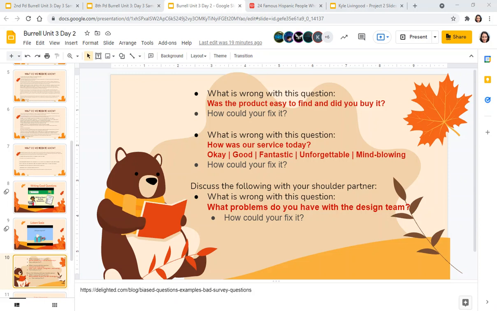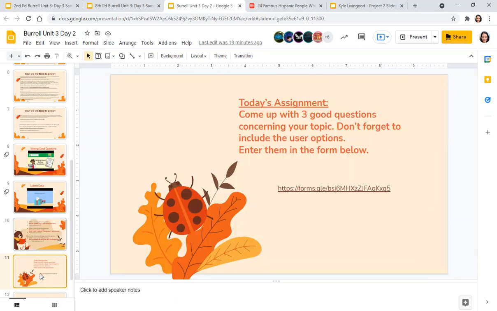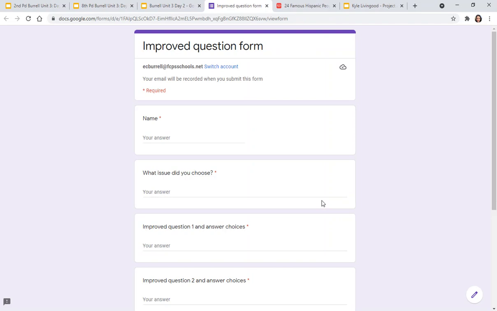Okay, let's see what's next for us. What we're gonna do is spend maybe 10 minutes coming up with 3 good questions. I'm hoping that you have a starting point, but not every student completed the 3 questions last time we did this, which was like 2 classes ago. So if you didn't, you have a little bit farther to go. There is a form there, and on the form, it's gonna ask you to put questions and also answer choices. So the answer choices might be a scale, or just multiple choice, or it might be yes and no.